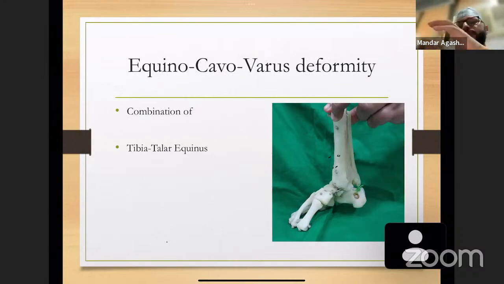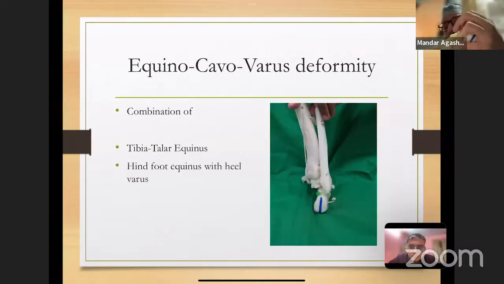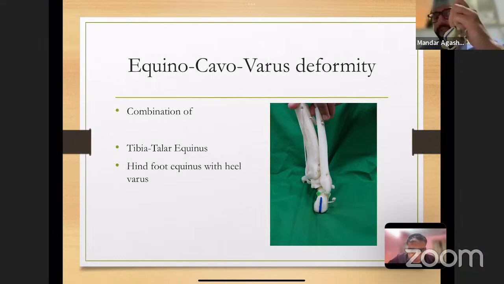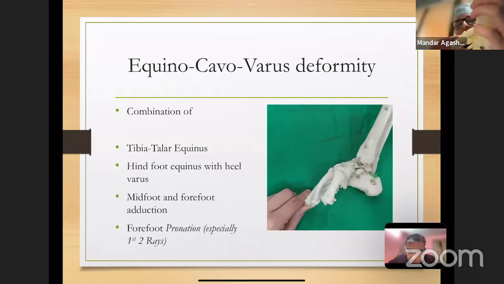So I have this model with me. This is a combination of tibio-talar equinus. So the child has an ankle equinus. Are you able to see the model also? Yes, sir. So the child has tibio-talar equinus, the hindfoot equinus with heel varus. The heel varus is one thing which you need to look at with the help of the Coleman block test. There is midfoot and forefoot adduction. And the most important is that when there is cavus, there is forefoot pronation, especially of the first two rays. These are the things which you need to look at when you look at a child with an equinocavovarus foot deformity.